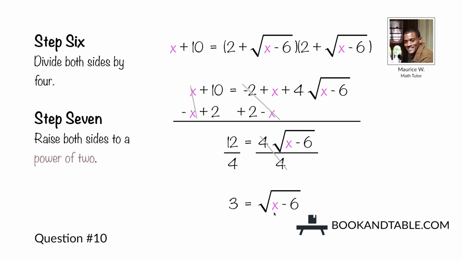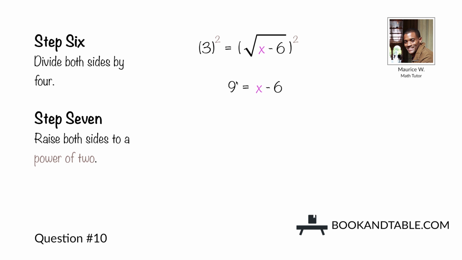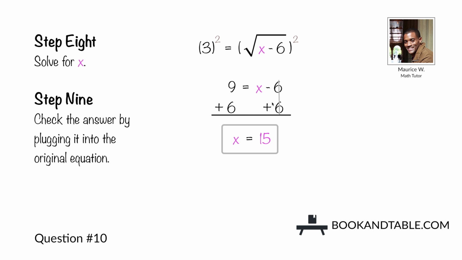Now we can raise both sides to a power of 2. 3 squared is equal to 9. Any radical squared is just the number or expression underneath, which in this case is x minus 6. And now we can solve for x by adding 6 to both sides, giving us x is equal to 15.